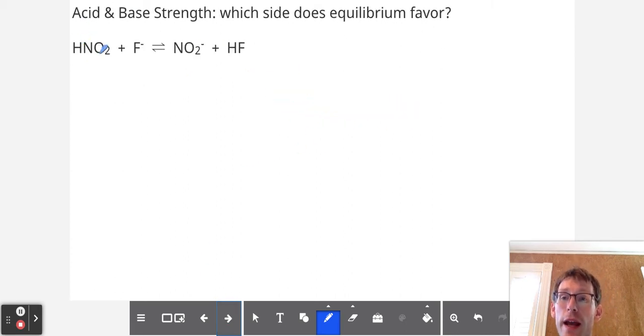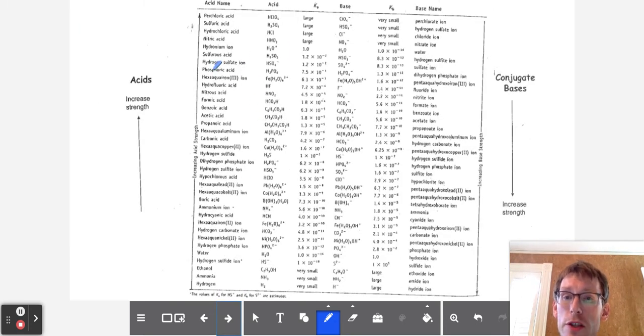Now, what if we have HNO2, which is not one of our seven strong acids, this is a weak acid, and F-, which is a weak base, giving us the conjugate base that is a weak base, NO2-, and a weak conjugate acid. What about that? Well, in this case, we're going to have to go to this chart right here. And we can just compare the two acids. We had nitrous acid, HNO2, and we also had hydrofluoric acid, HF. And what we can see is that higher on this chart means stronger acid. And we can see that the Ka of HF is bigger than the Ka of nitrous acid.